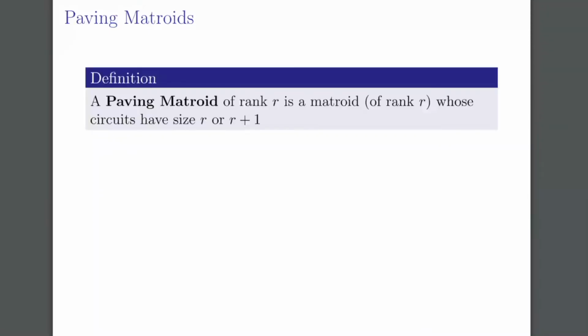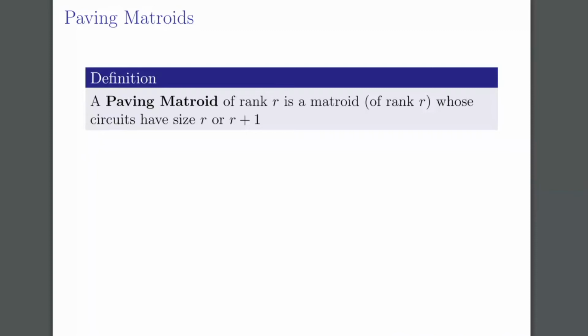So we know what a tropical ideal is, but we need the paving part of paving tropical ideals. So we're going to need this definition. A paving matroid of rank R is a matroid of rank R whose circuits have size R or R plus 1. R plus 1 is the maximum size a circuit could possibly have. And so I'm allowing just a very small amount of deviation in the size of the circuits. You either have the size exactly the rank of the matroid, or as large as a circuit could possibly be.